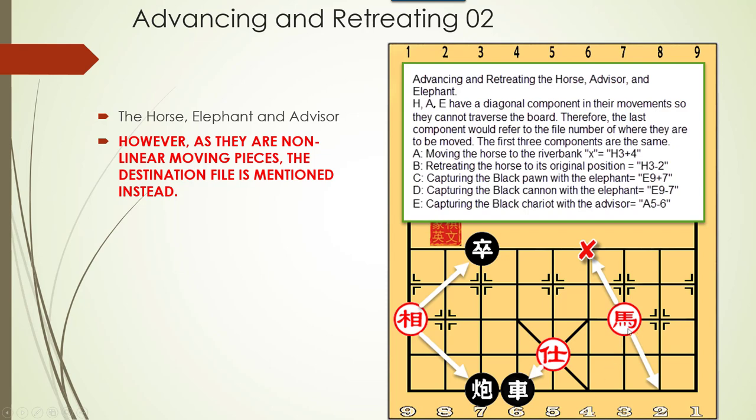If you were to move the horse to the central file in front, it will be H3+5. As for the elephant, moving the elephant to capture the black pawn would be written as E9+7. Capturing the cannon would be E9-7. And for the advisor to capture the black chariot would be A5-6.